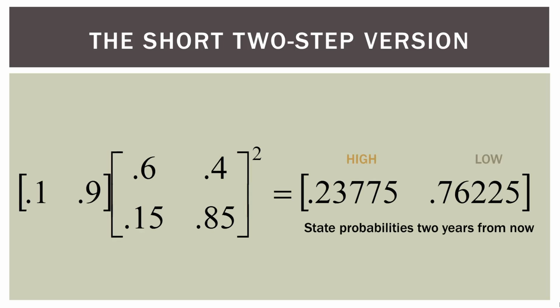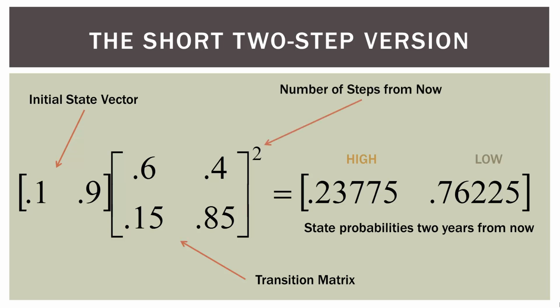So this is our short two-step version. And this is what we just did compressed into one operation. We have our initial state vector on the left-hand side. We have our transition matrix right next to it. And then we have an exponent of the transition matrix, which is the number of steps from now we are interested in. And in this case, it's 2.